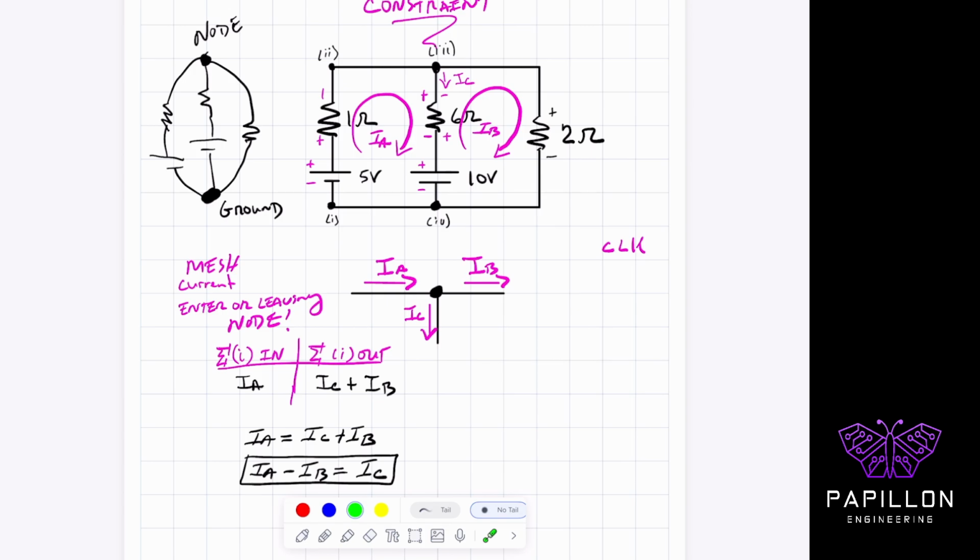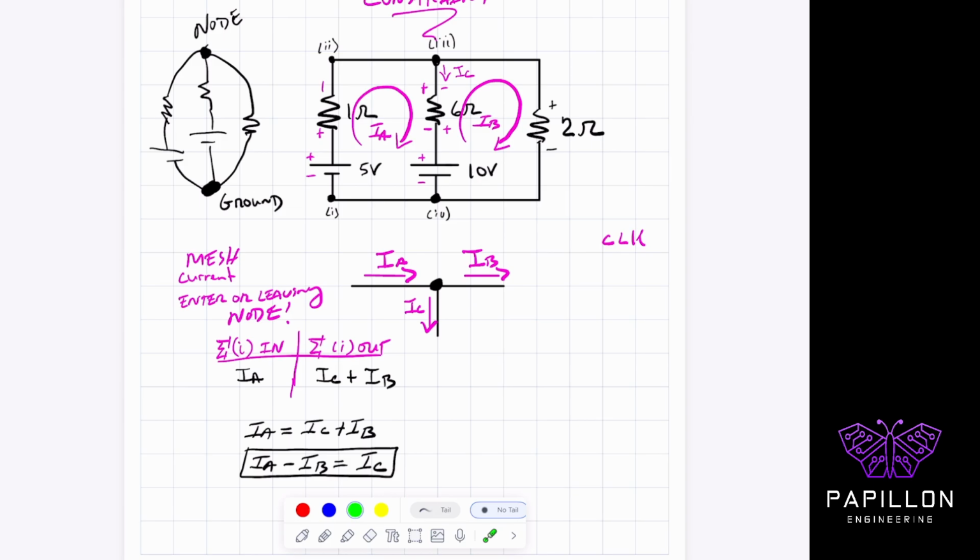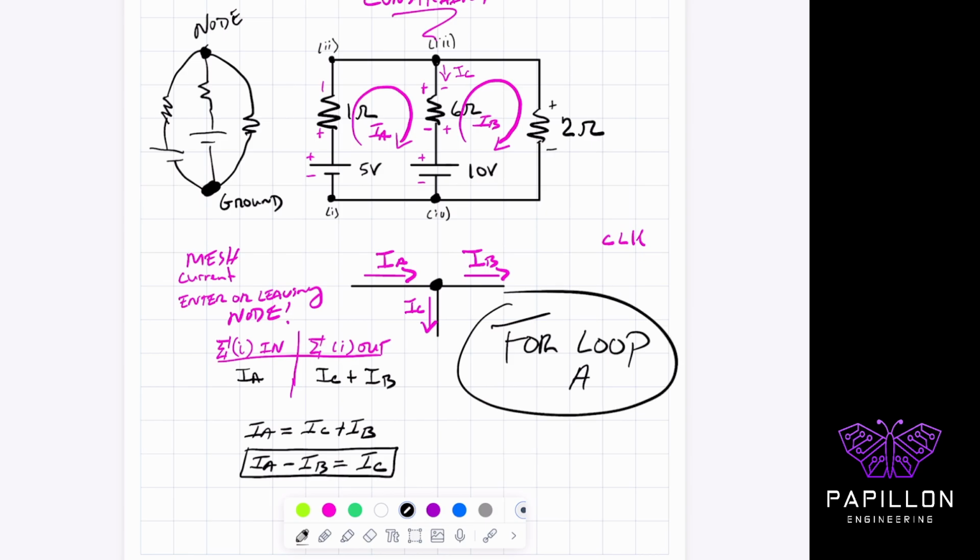Okay, so now when we evaluate, and this is for the left loop, so let me make sure I'm clear about this. This is for loop A. Okay, this is really important. And how do I know it's for loop A and loop A exclusively? Because again, I'm entering the positive side, so it means I'm going clockwise. I'm entering the positive side here, going down, which means I'm also continuing my clockwise behavior.